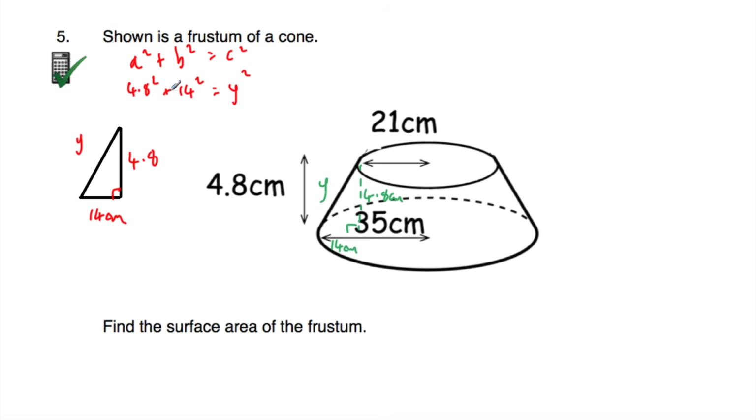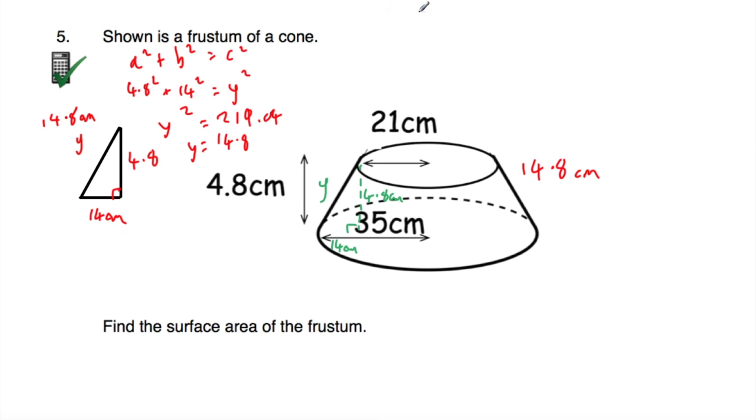And then on our calculator, let's do 4.8 squared plus 14 squared. And that's equal to y squared, which is 219.04. And then if we square root that, we get an answer of y equal to 14.8. So that would be 14.8 centimeters. So that's great. We've now worked out the slant height is 14.8 centimeters.